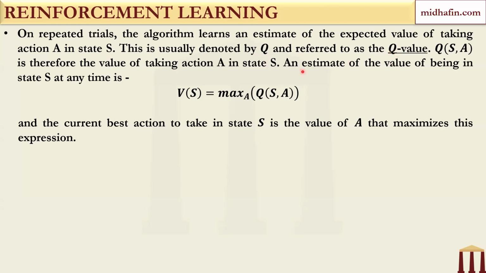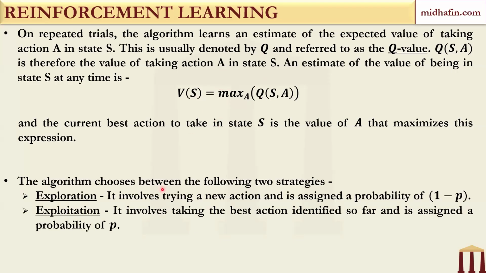Now remember, this part I think should have been emphasized in the GARP example, which probably they have missed, where they have said it correctly over here, that an estimate of the value of being in state S at time t is given by V(S) = max Q(S,A), which means the current best action to take in state S is the value of A that maximizes this expression. Okay, but the numerical example which is given, this part should have been reiterated to appreciate this. Okay, but you need to understand these two things very, very carefully.